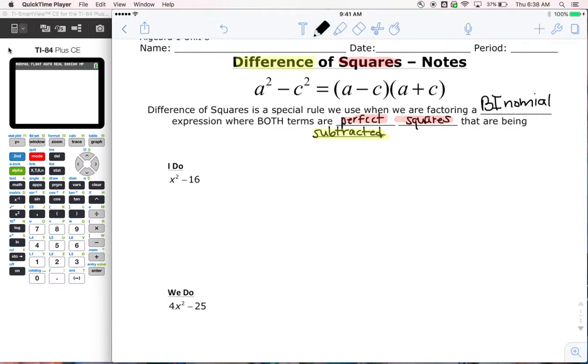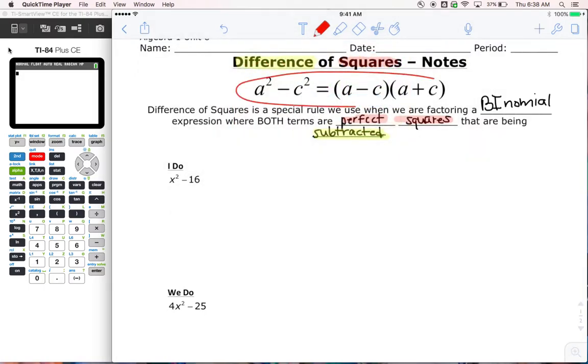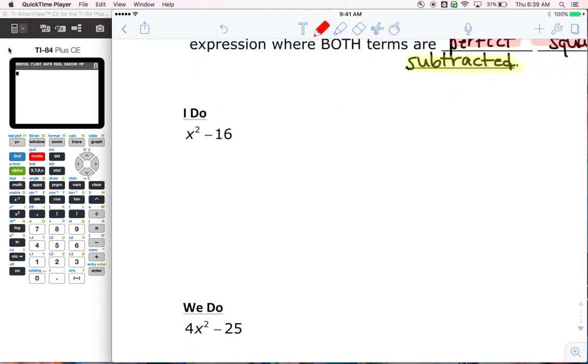So let's take a look. We can see the rule right here. I'm going to ignore the rule for a second, and I'm just going to do what we've been doing. So if I'm going to factor this thing, I only have two terms, but I still have a and c, right? A is still 1, and c is negative 16. B is missing. The middle term, the term with x, is missing.